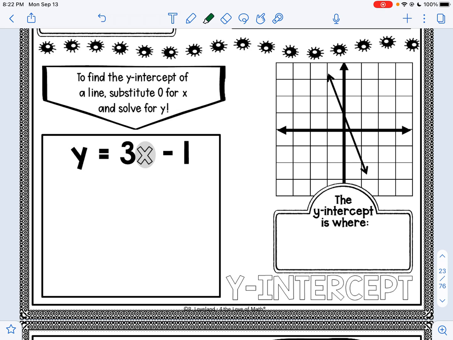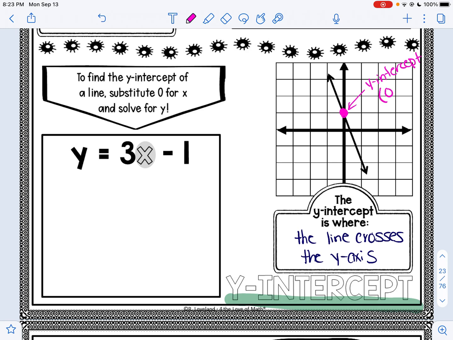Now let's focus on the y-intercept. Again, looking at the graph first, we can see that our y-intercept is where the line crosses the y-axis. Looking at the graph, that would be this point here. That is our y-intercept. If we were to name that ordered pair, that's the ordered pair (0, 1). So our y-intercept is (0, 1).